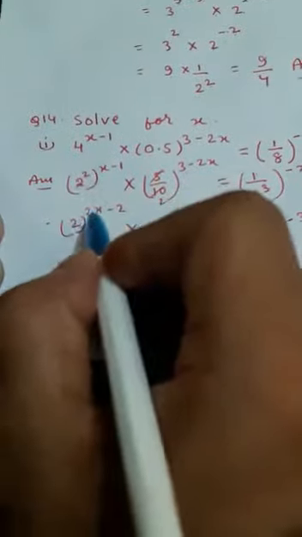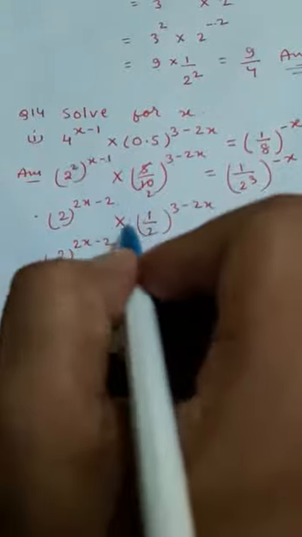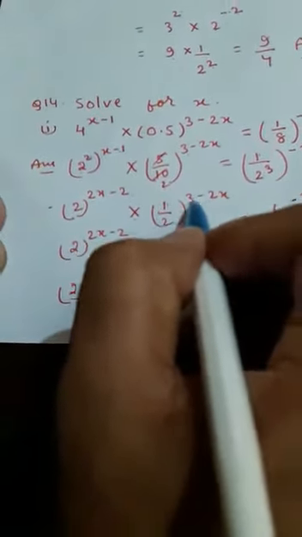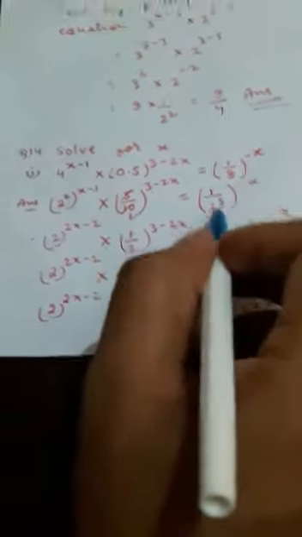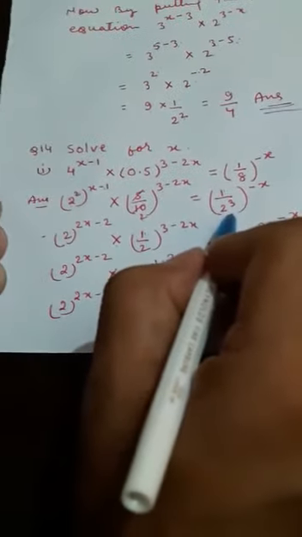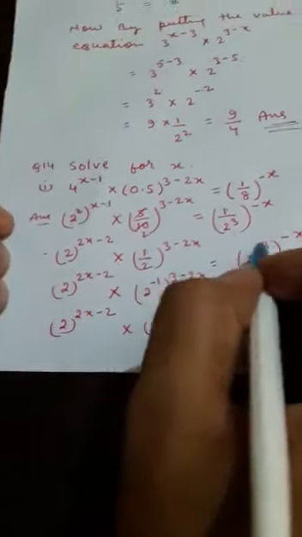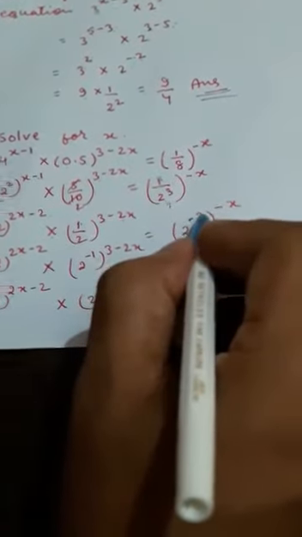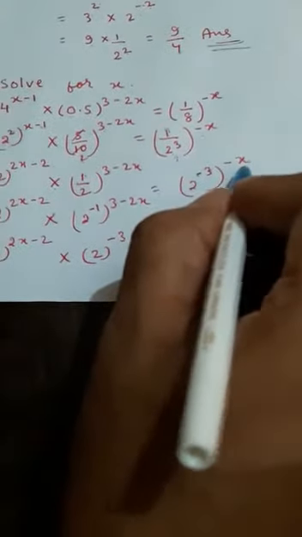Now for 2 power, we will multiply the powers, so it will be 2 power 2x minus 2. Into 5 2s are 10, so it will be 1 by 2 power 3 minus 2x is equal to. Now the power is in the negative form, so it will be reciprocal, or we will transpose this 2 power 3 to the numerator. In that case we have to make its power negative. It is reciprocating, so its power will be 2 power minus 3, whole power, and again it is given minus x as a power.